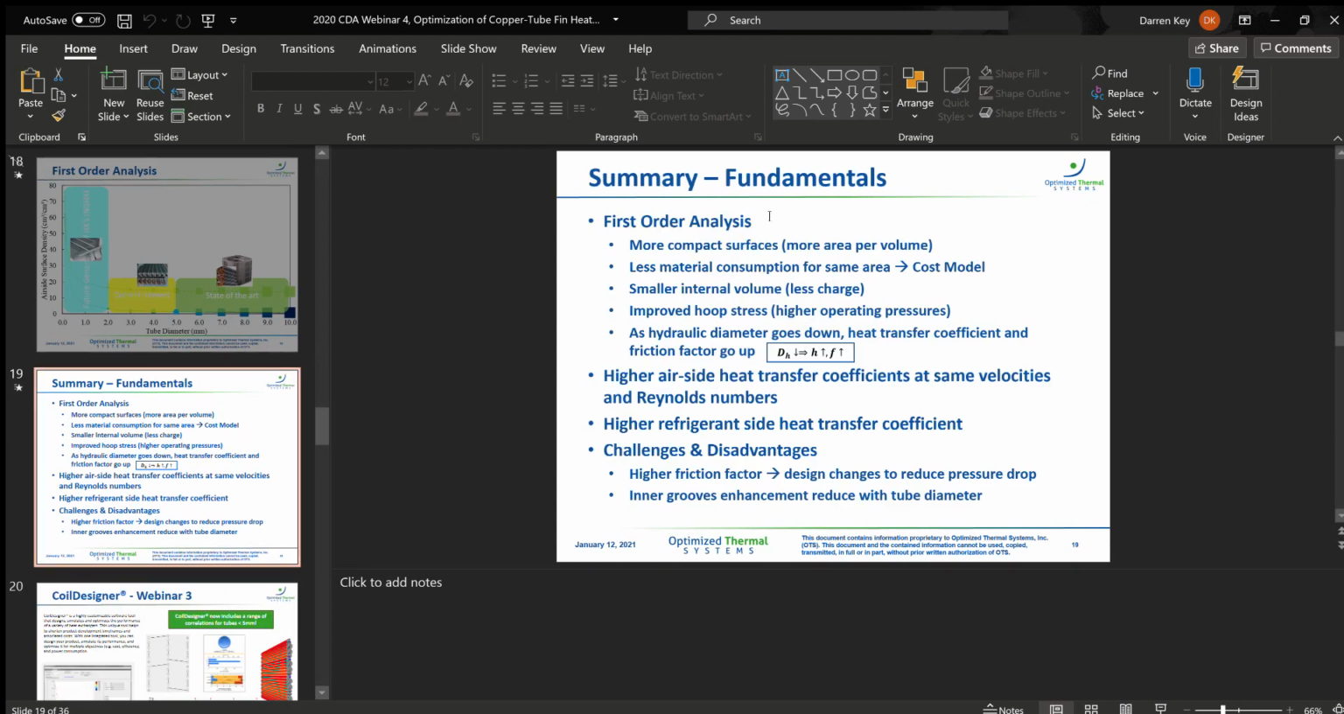So, main takeaways of moving to a smaller diameter tube. You have a more compact surface, so you have more heat transfer surface per volume or per envelope of your heat exchanger. It's less material required in that heat exchanger. That feeds into the cost model nicely. There's also smaller internal volume, which means less refrigerant charge. And there are improved hoop stresses, which allows for higher operating pressures, which plays in nicely with the transition to some of these new refrigerants.